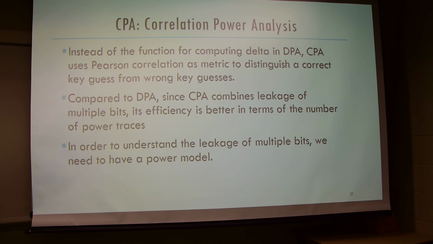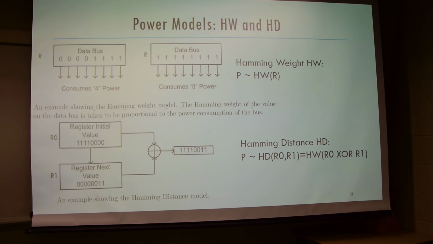So what are the common power models? There are two. One is Hamming weight, and the other is Hamming distance. Hamming weight just means the number of ones in the value you are predicting. And Hamming distance just means the number of flipped bits in the value you are monitoring.